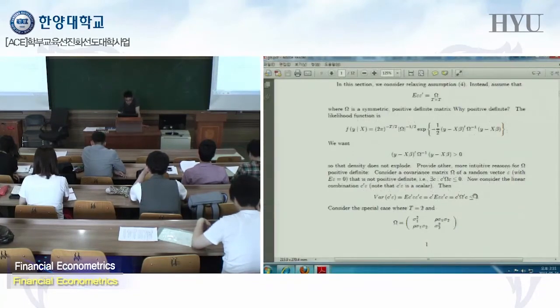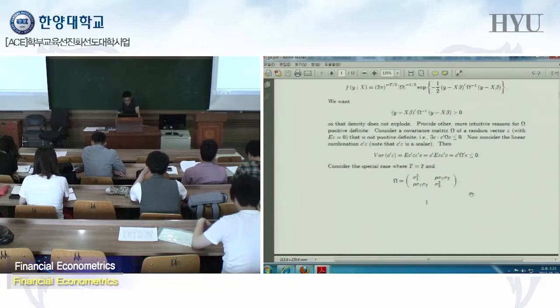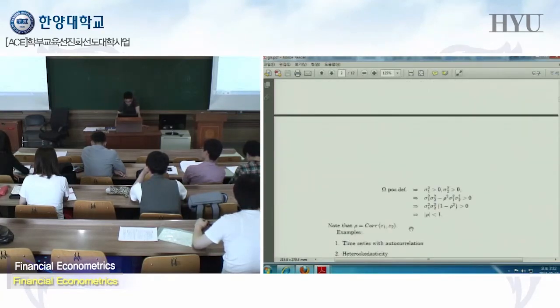Okay. Now consider a special case such that t is equal to 2. So in this case, the number of observations is 2. Suppose this is our assumption: the omega matrix looks like sigma 1 squared, rho sigma 1 sigma 2, rho sigma 1 sigma 2, and sigma 2 squared. Suppose our variance covariance matrix looks like this.